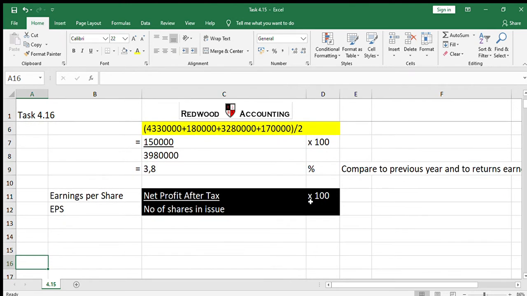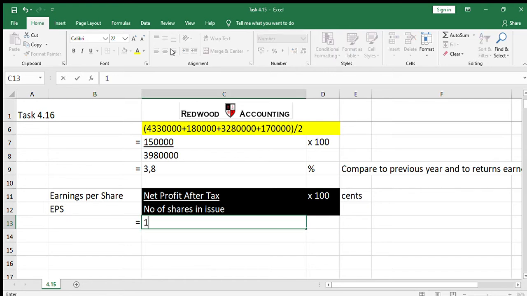Okay, the next formula we need to calculate is earnings per share. The formula is net profit after tax over the number of shares in issue. Whenever you see a formula which says per share, you're always going to be dividing by the number of shares in issue. And this one here is not called return on something, it's just earnings per share. But you'll see you also have to multiply it by 100. In this case, our final answer is going to be in cents. That's the reason you multiply it by 100, right?